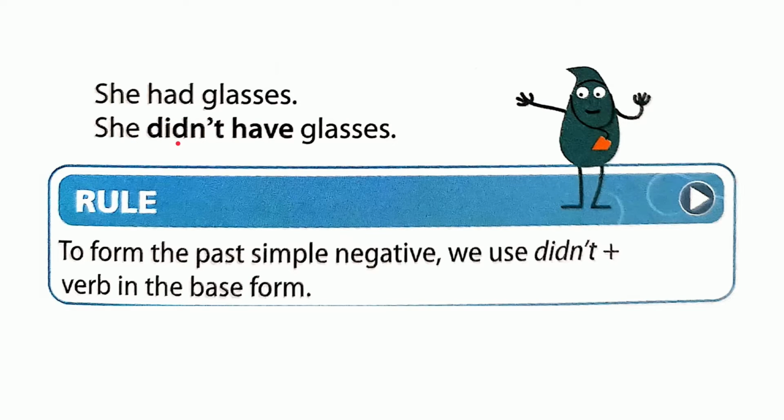Okay. So remember, affirmative is the usual past tense verbs. And the negative, you use didn't with the base form. The rule is, to form the past simple negative, we use didn't plus verb in the base form. Didn't plus verb in the base form. It's the root word, the original form of the verb.